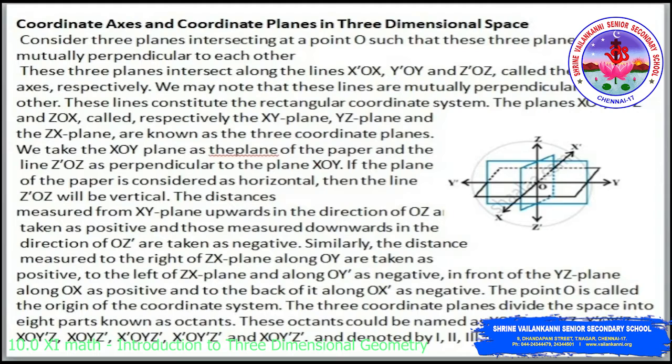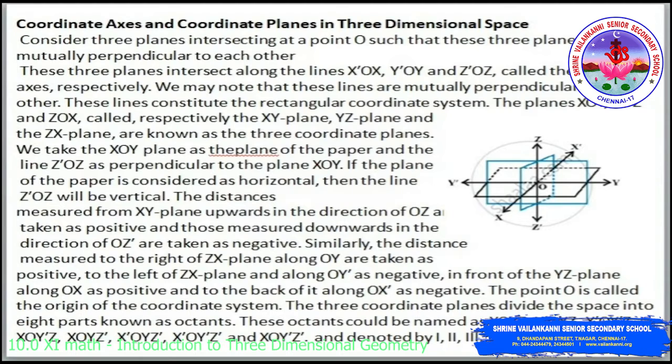Similarly, the distances measured to the right of the ZX plane along OY are taken as positive, to the left of the ZX plane along OY' as negative, in front of the YZ plane along OX as positive, and to the back of it along OX' as negative. The point O is called the origin of the coordinate system.